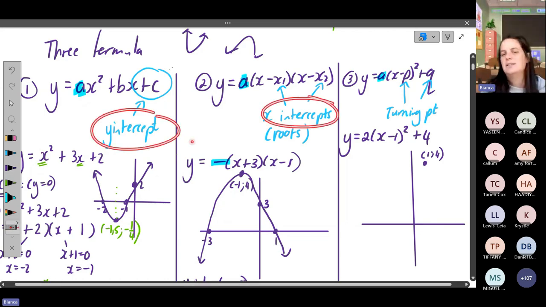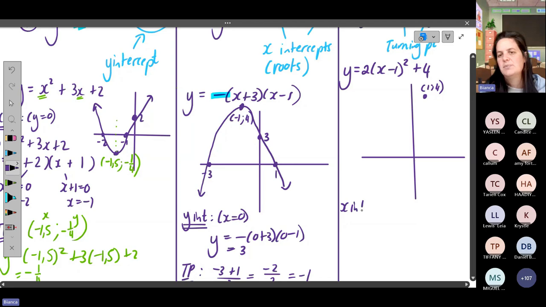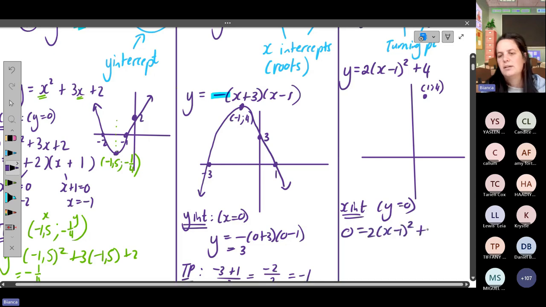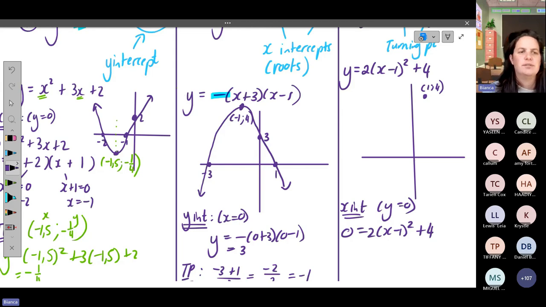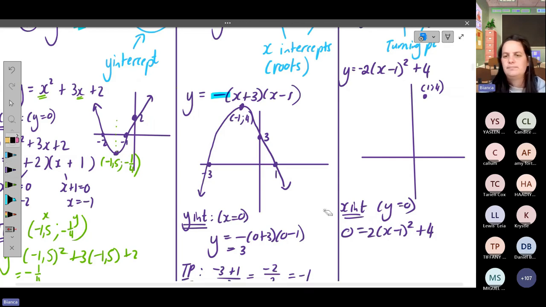I still need the x-intercept to complete my graph. So to find the x-intercepts, you always make y equals 0. So we're going to say 0 equals 2x minus 1 squared plus 4. Oh, this isn't going to work. Yeah, I need to change this 2 to a negative. It needs to be a sad function to work. Sorry about that. Okay, so that should be a little negative over there.